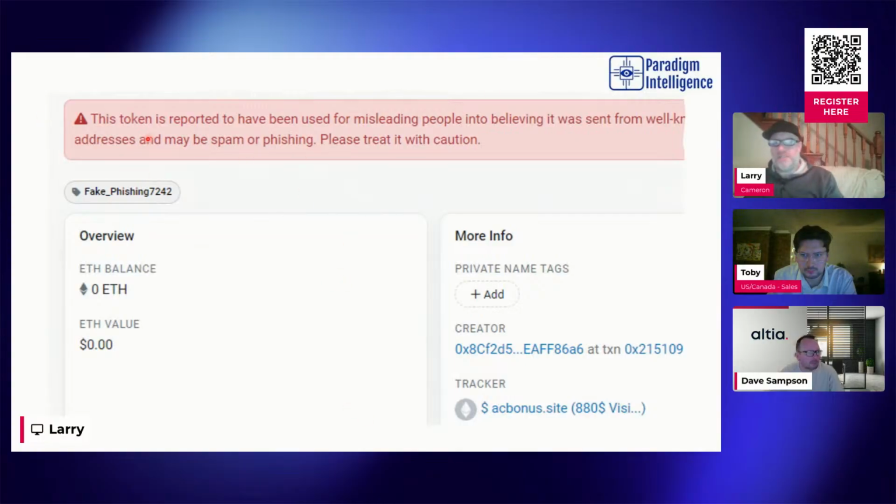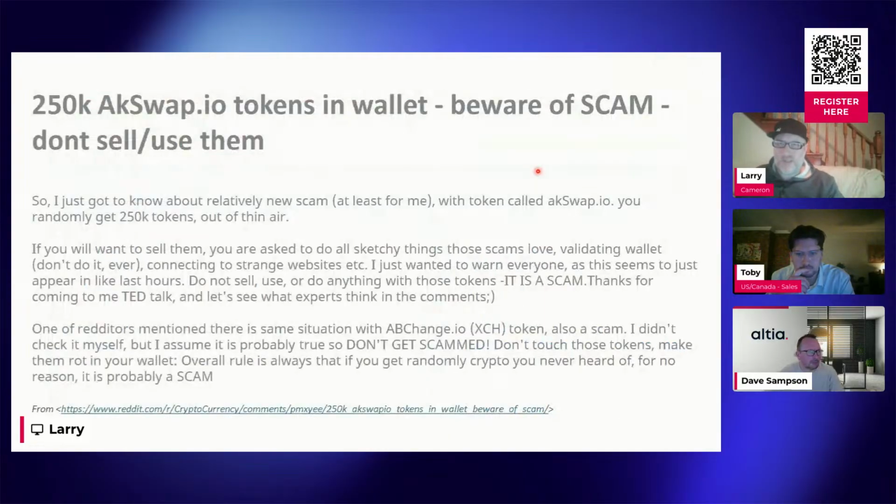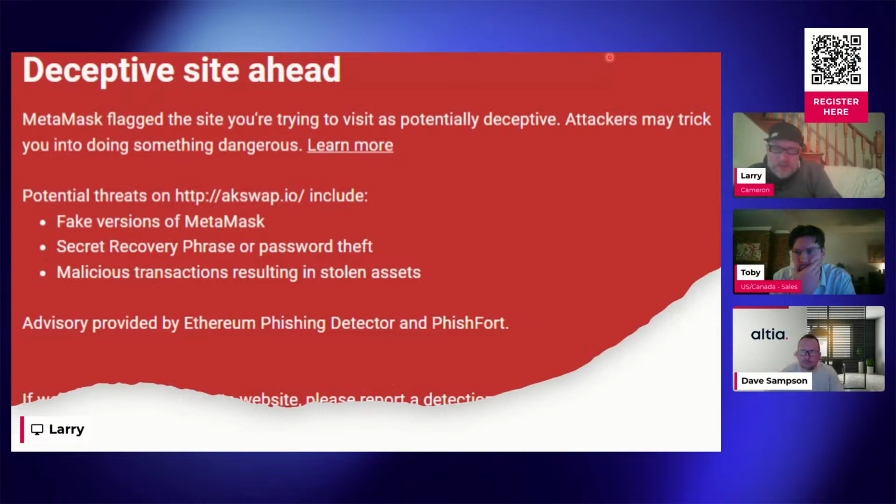If you go to one of the tokens, and this is Etherscan, the token is reported to have been used for misleading people into believing it was sent direct. Here's another one I saw, I think on Reddit, the AK Swap. They'll send you tokens, and if you try to send them, I think they do a massive amount of gas, and then they fish your money out. Some other ones, you go to a site, akswap.io, and see a deceptive site ahead warning. So MetaMask, if you use MetaMask to control your Ethereum, Ethereum can have a lot of tokens inside of it.